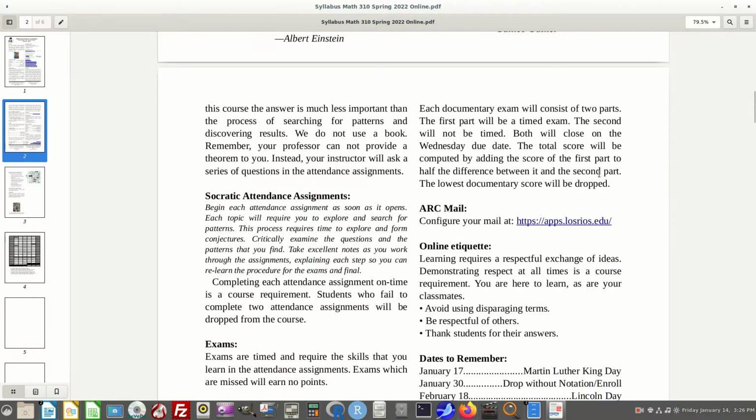Each documentary exam will consist of 2 parts. The first part will be a timed exam. The second will not be timed. Both will close on the Wednesday due date. The total score will be computed by adding the score of the first part to half the difference between it and the second part. The lowest documentary score will be dropped.